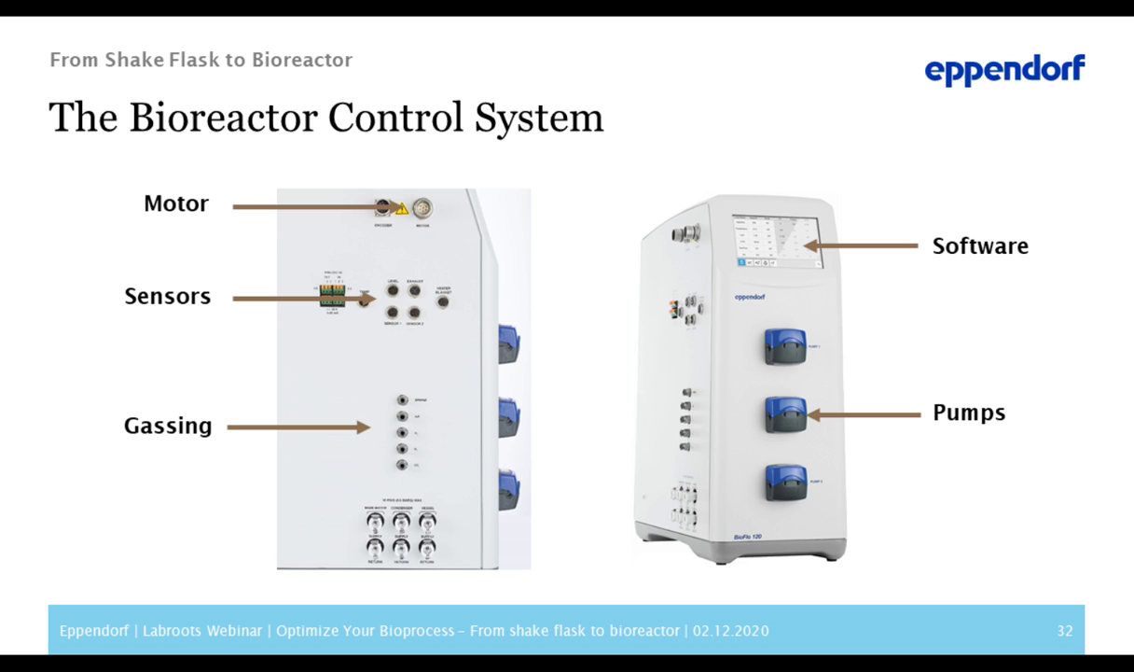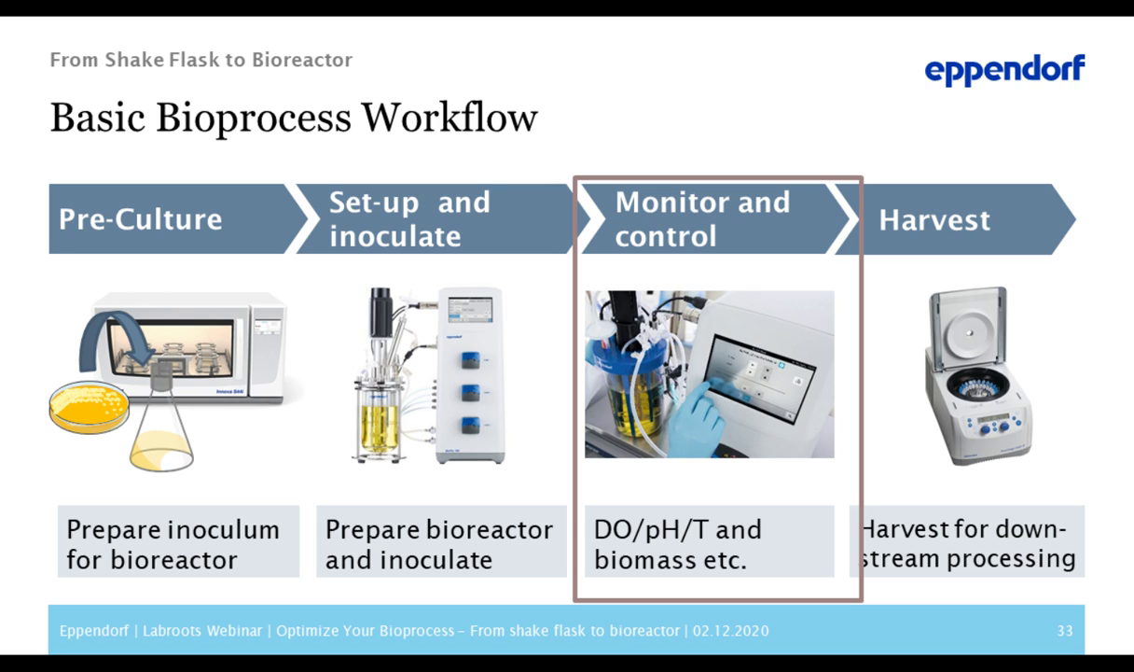I also told you a lot about why the bioreactor is more than just a vessel, but on the other hand, it is just a vessel. So a bioreactor alone cannot run a bioprocess. It needs a control system that controls and monitors all the process parameters. For this, the base unit has a couple of connections, for example, for the motor, the sensors, gassing, and the pumps. Additionally, modern bioreactor control systems come with a user-friendly and sophisticated control software already on board. Which brings me to the next chapter, monitoring and control of your process.